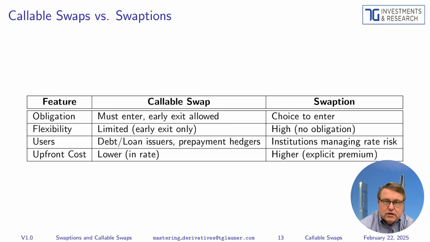From a cost perspective, callable swaps often have lower upfront costs since their premiums are embedded in rates rather than being paid out separately, like in the swaption, which requires an explicit premium upfront. So callable swaps and swaptions have many similarities, but serve different needs depending on their objectives and risk management strategies.